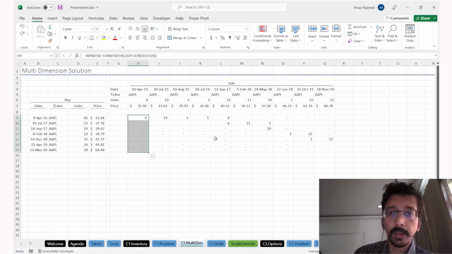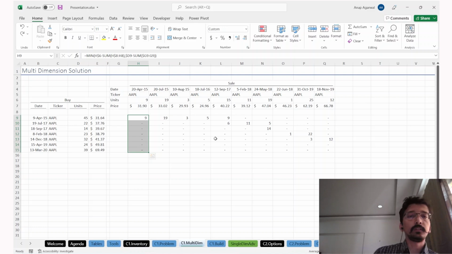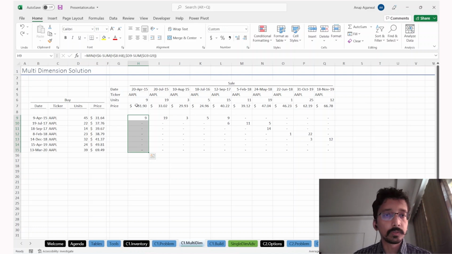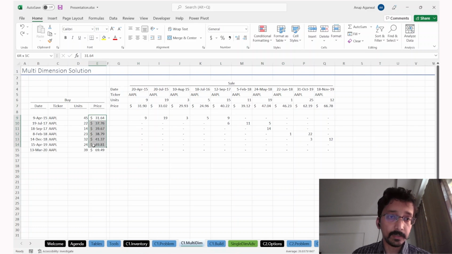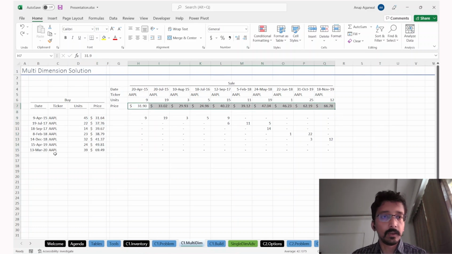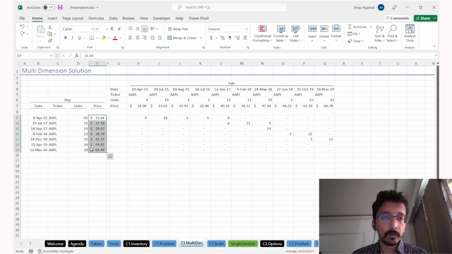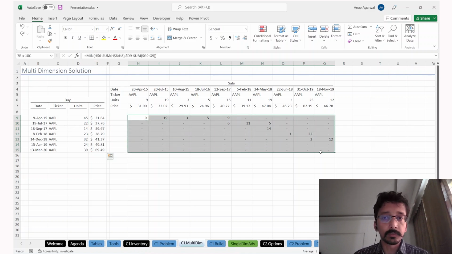So this is a multi-dimensional solution, or how I am referring to it as a multi-dimensional solution, is because we have sale on one dimension and then buy transactions on another dimension. So horizontally, we are looking at sale, and then vertically, we are looking at all the buy transactions, and then we are mapping or solving or building this in this grid fashion.